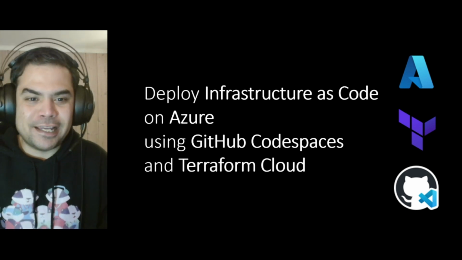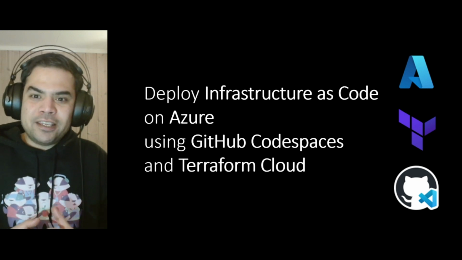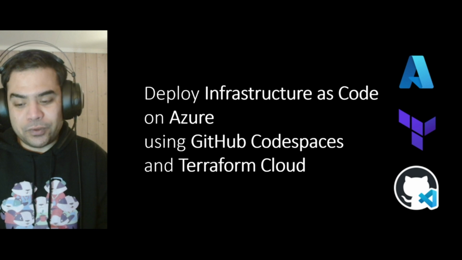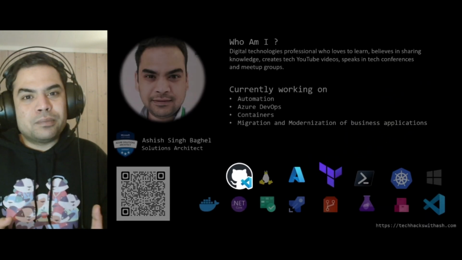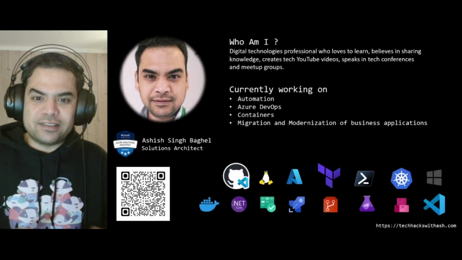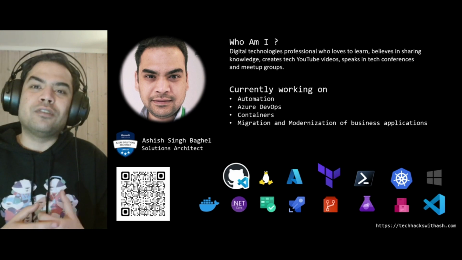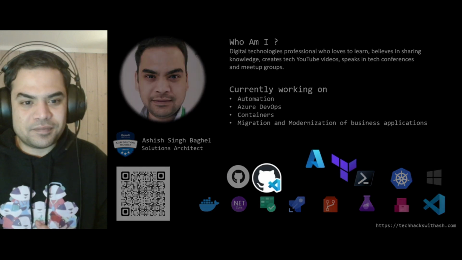My name is Ashish and today I will talk about deploying infrastructure as code on Azure using GitHub Codespaces and Terraform Cloud. A little introduction about me. I work as a solutions architect. I'm mostly working on automation, DevOps processes, and we are trying to solve complex business problems.